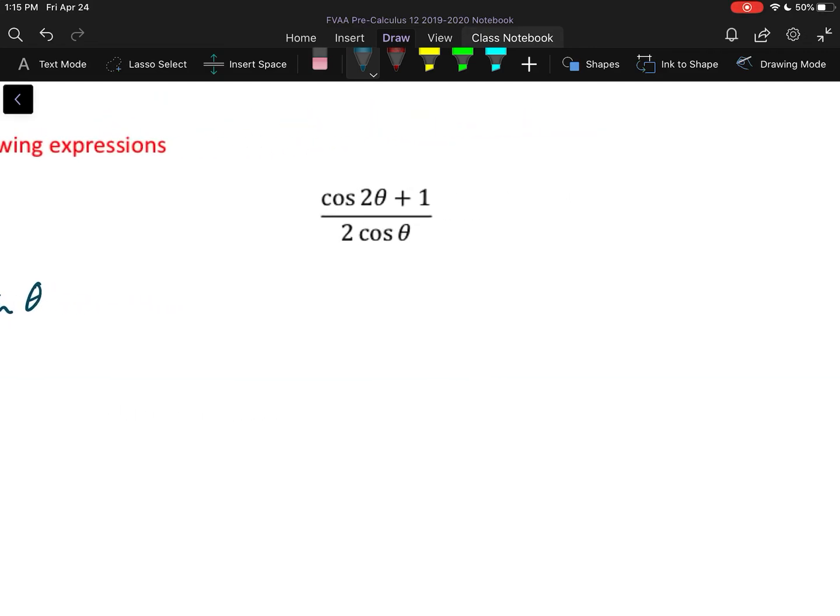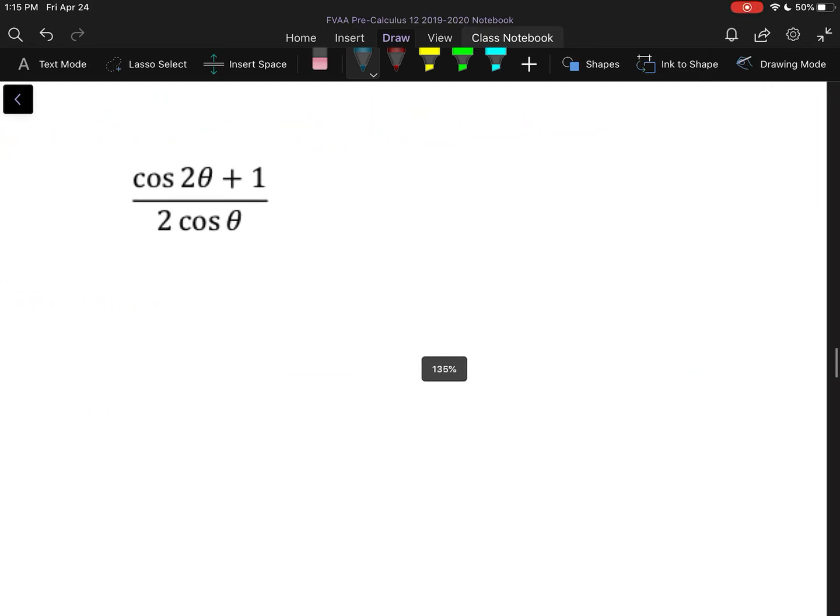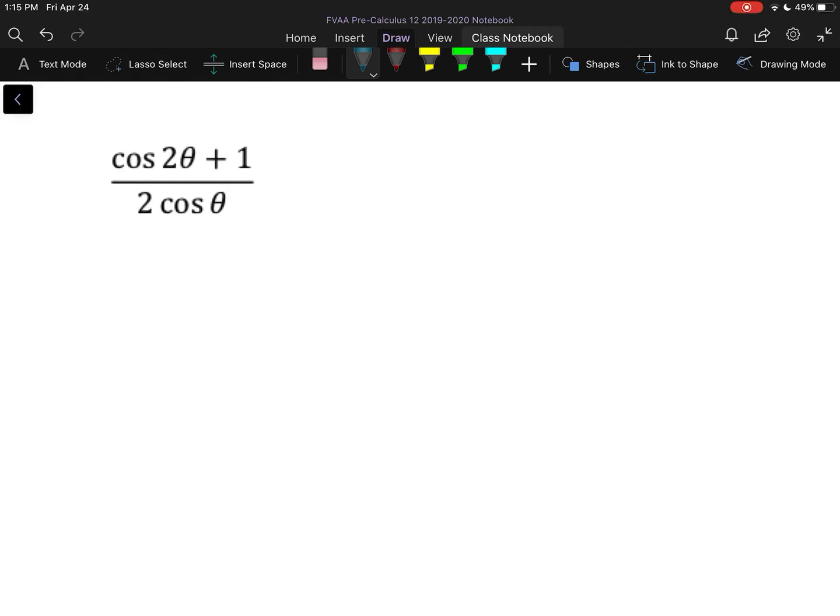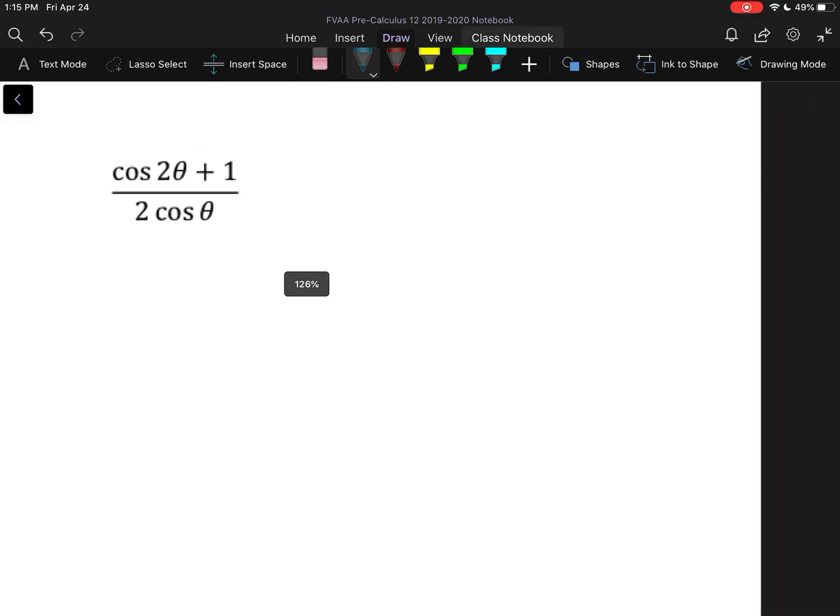All right. Moving over. This one here. So I have 2 cos theta on the bottom again. What would I have on the top? What would I have on the top here?